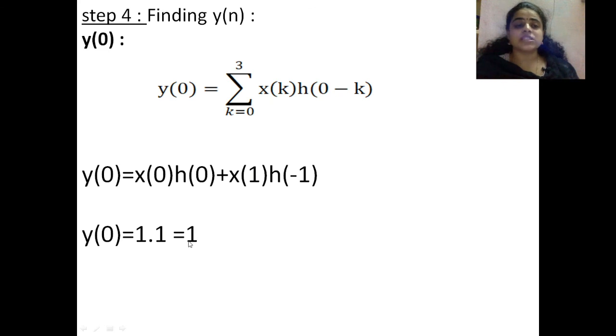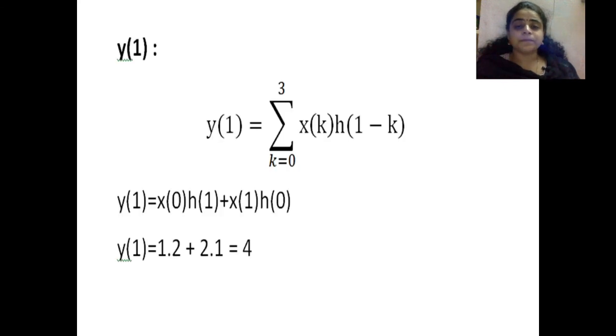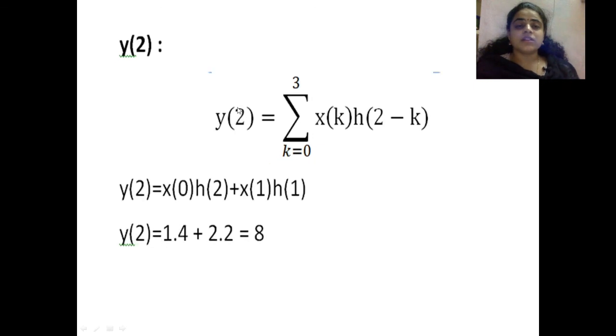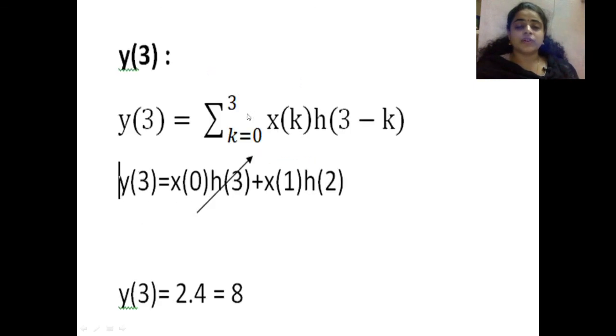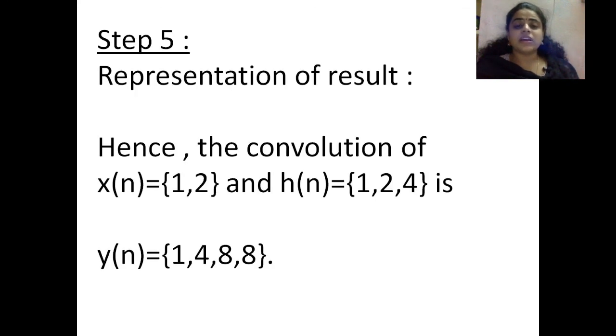The same process for y of 1: n is replaced with 1, n is replaced with 2 for y of 2, n is replaced with 3 for y of 3. Finally, you have to represent the result like this, and also represent the result in graphical way. In this way we have to solve our linear convolution problems.